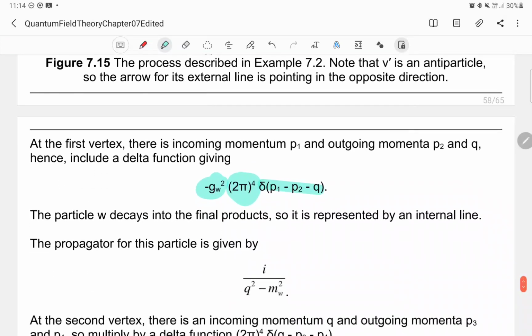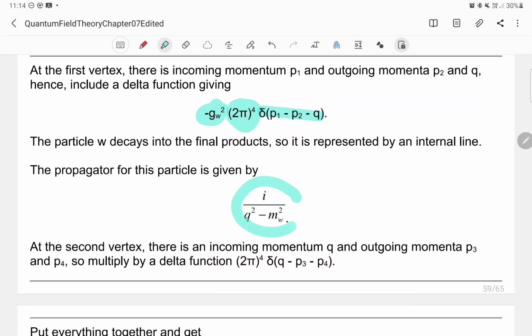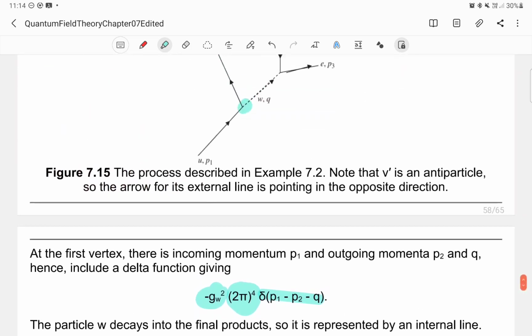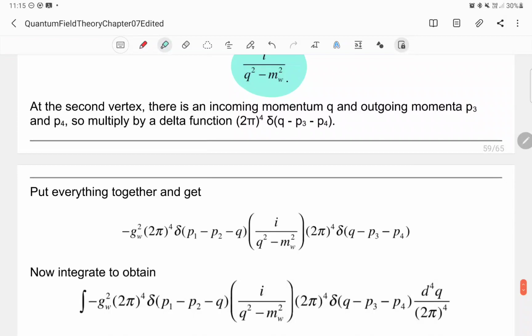GW square, and then the particle W decays into the final product. So it is represented by an internal line, and the propagator is given by this one, and the second vertex there is an incoming momentum Q and an outgoing momentum P3, and then P4. So you will have this Dirac delta, or this one here. So if you multiply together, putting everything together, so you have the vertex, the second vertex, the first vertex, the internal line, and the coupling constant, since there are two vertices.